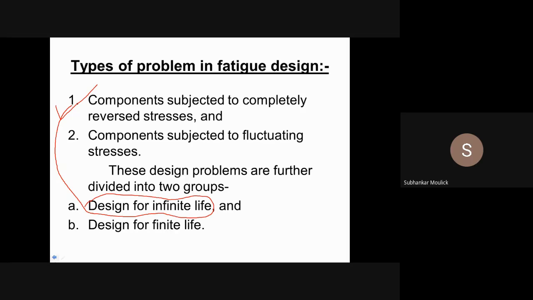If any component is failing by condition number 2, but within 3 hours, within 4 hours, within 2 days, then that falls under the category of finite life. Then we will use the finite life criteria to design that problem. Is it clear to all of you? Any doubts so far?